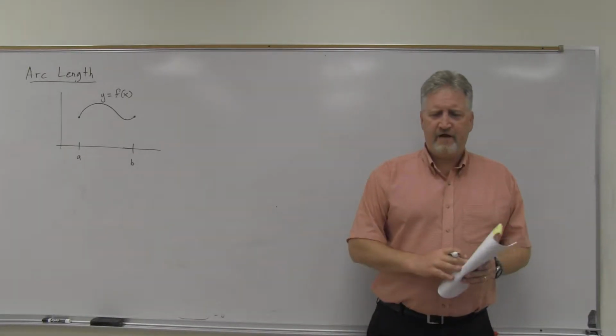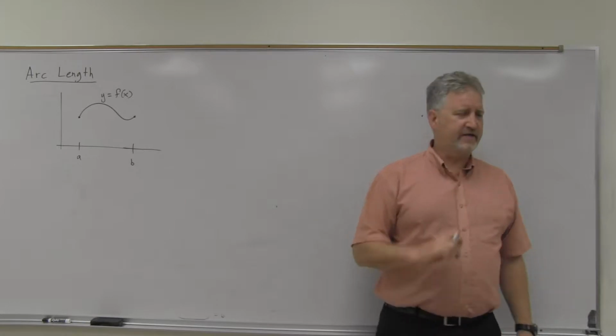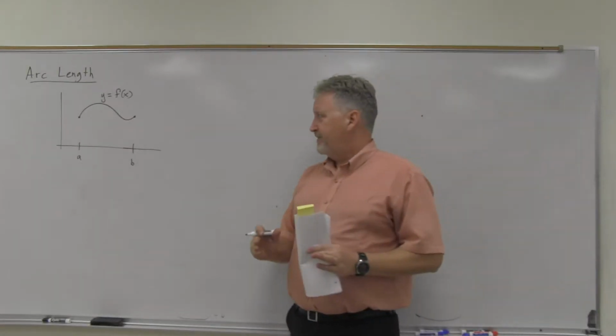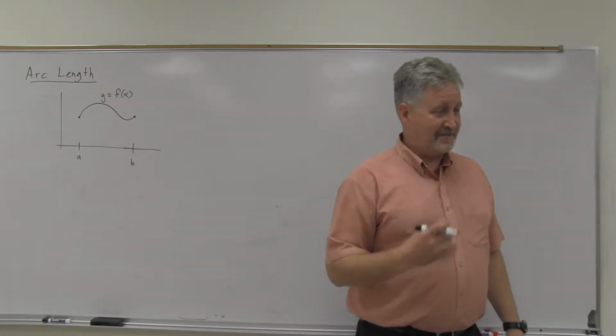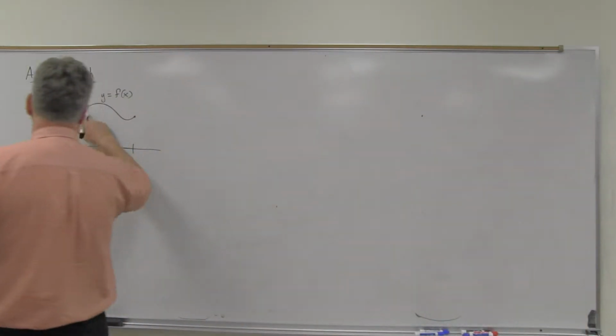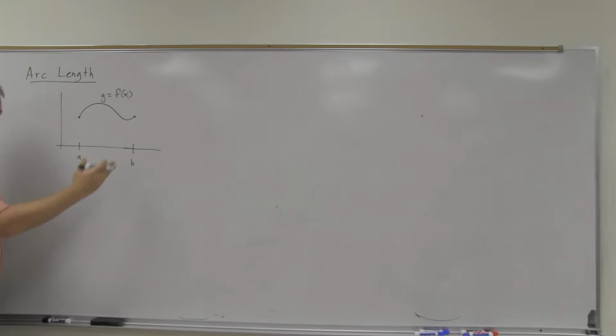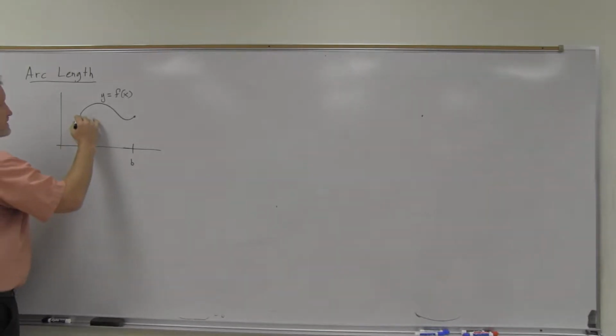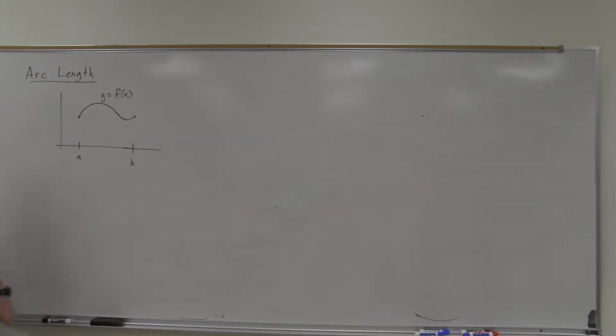If I have a function, y equals f of x, going from a to b again, however, the question is going to be: what is the length of the arc, not the area under the curve. The question is, how long is this little, think of it as a string. It's what's called the arc length, how long is that particular part of the graph?